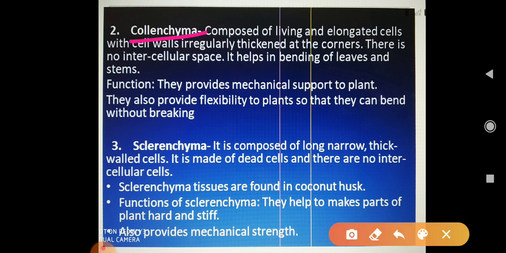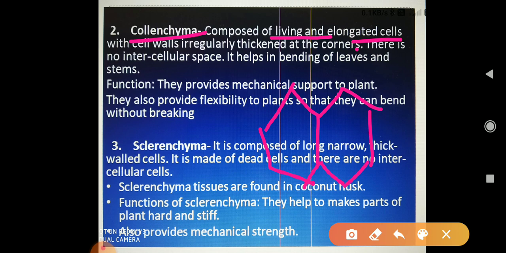Second type of the simple permanent tissue, Collenchyma. Cells are living. Previous ones, parenchyma, were also living. These are living. Those were rounded. These are elongated and irregularly thickened. Now see the structure of the cells. The cells are like that. Hexagonal type of cells will be there.